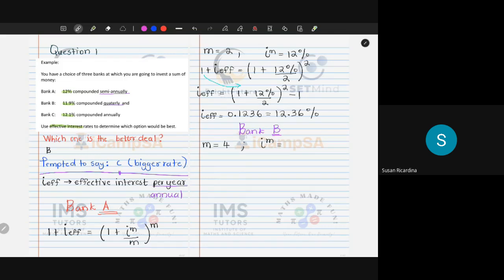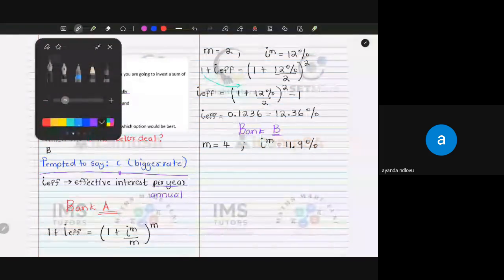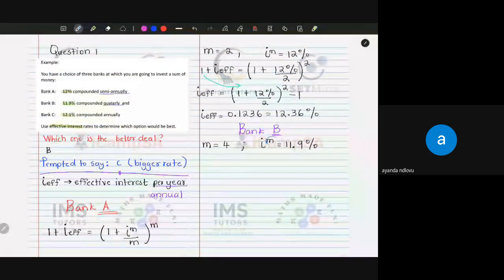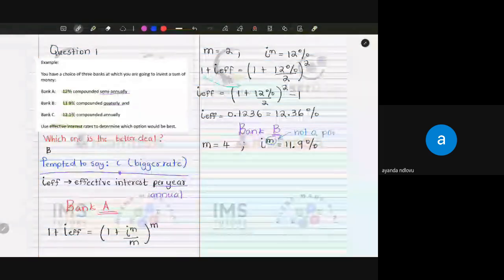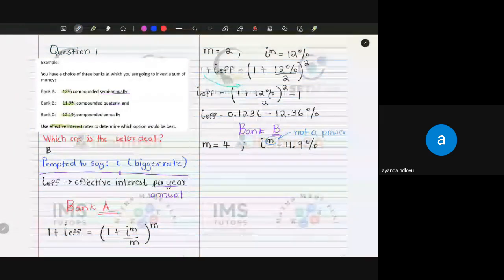Anyone? The hands should be going up, guys. You should be looking at my screen. That is where your focus is at. I see a hand from Ayanda. You can go ahead. It's 11.9%. 11.9%. Remember, guys, I'm going to remind you because I care about you, that there is not a power. You don't go and insert the N, the M there. You will get the answer wrong. It is just a notation.